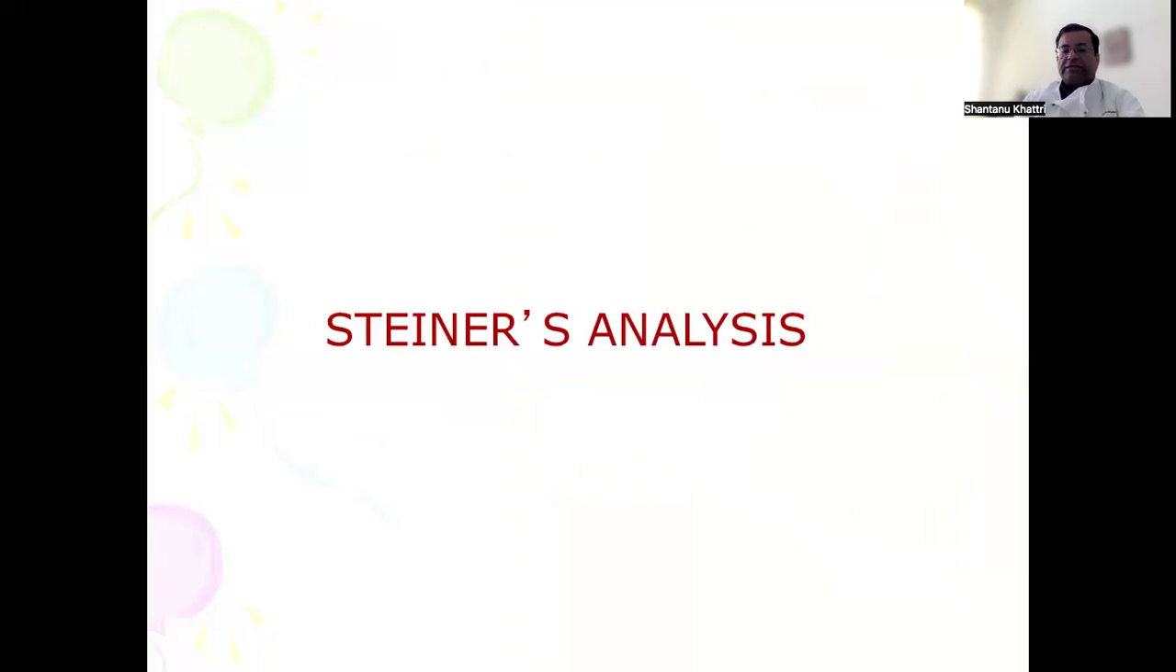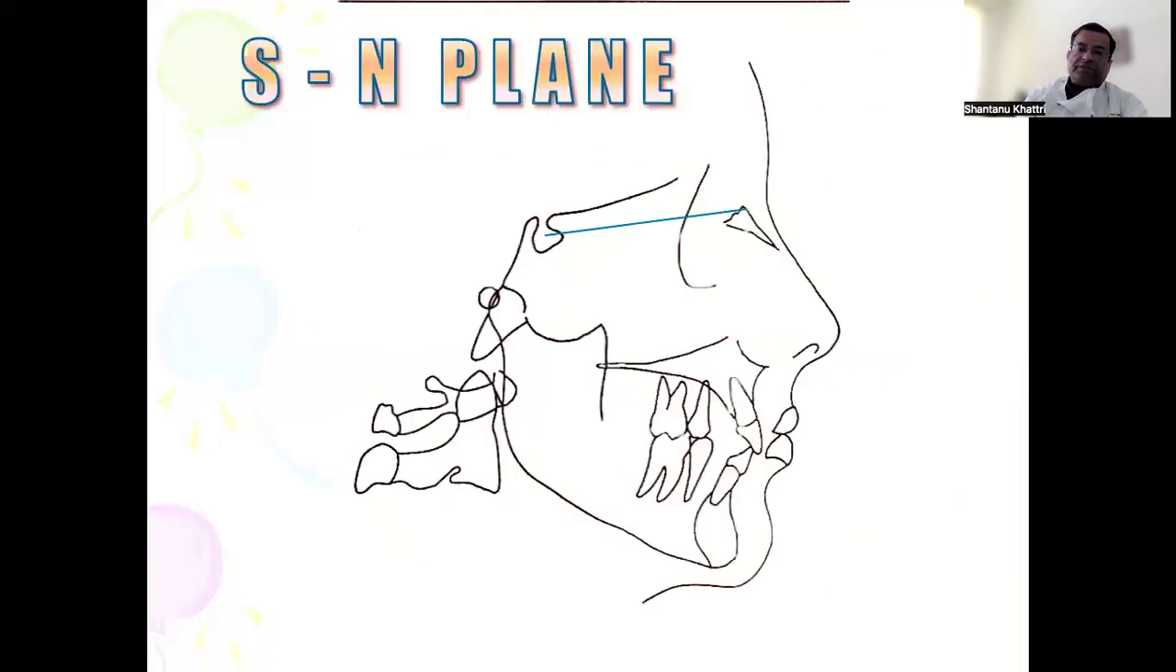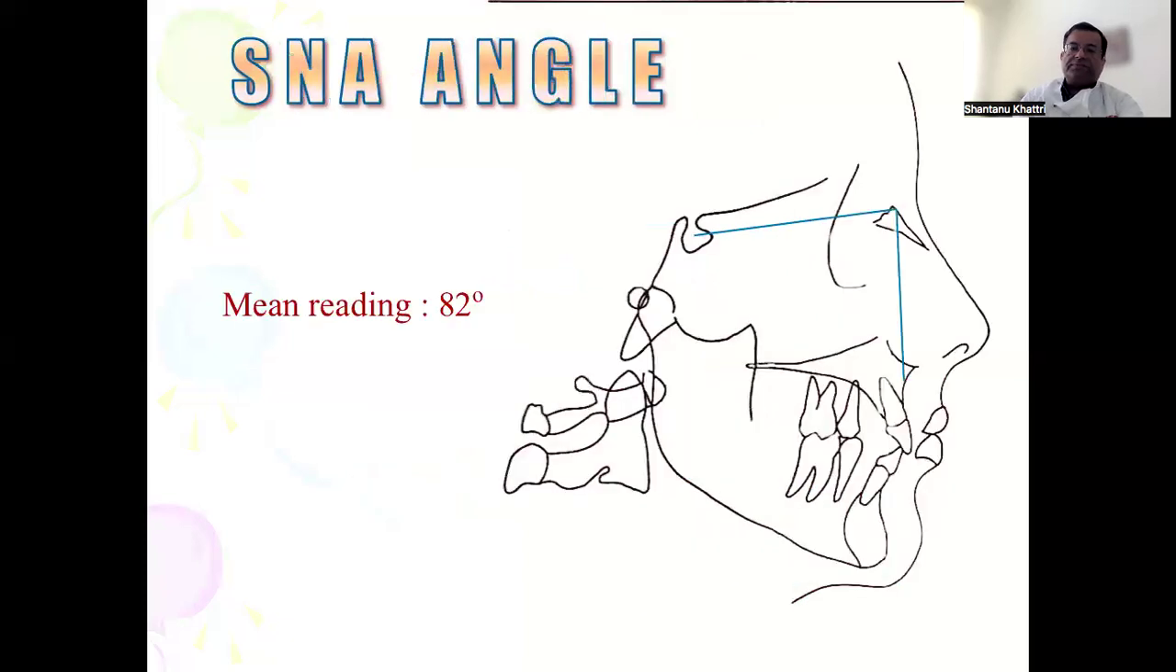Next is the Steiner analysis. Steiner has also divided his analysis between the skeletal and dental problems. So, unlike Downs analysis where we use the FH plane, in Steiner analysis we take the SN plane for all the analysis. So the first reading is the SNA angle.